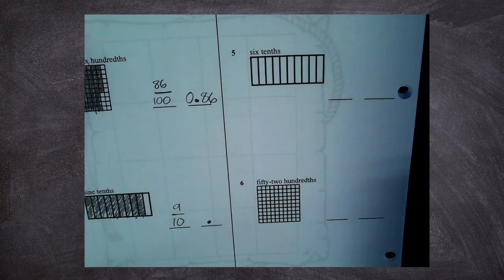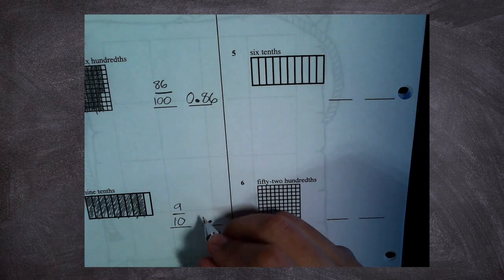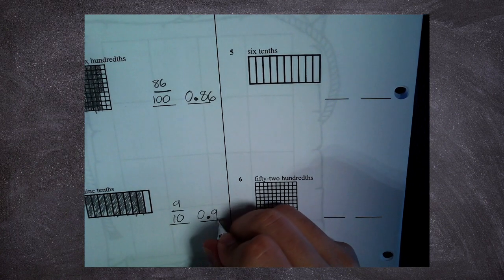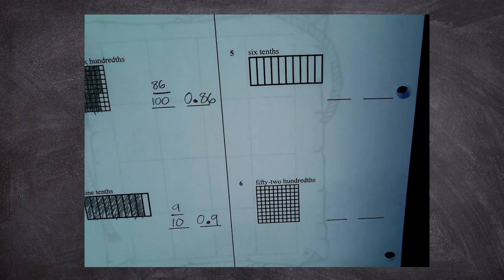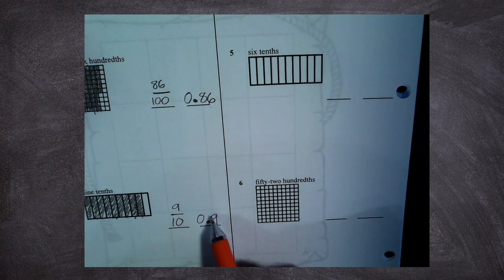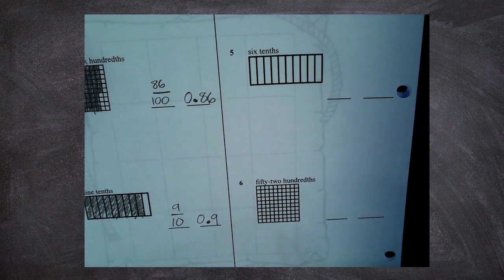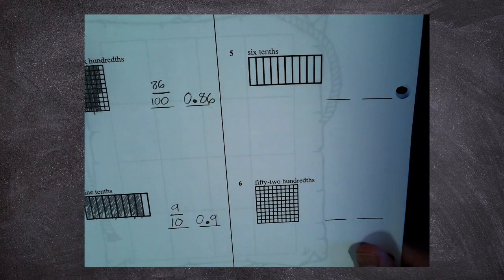I know I'm going to need a decimal, but what decimal could I write that would match my fraction? Violet, what do you think? 0.9. Very good, because the 10 is telling me to use the 10th place, and the 9 tells me what to put there. 0.9, because I do need to use that 0 to fill in the blank spot. Okay.